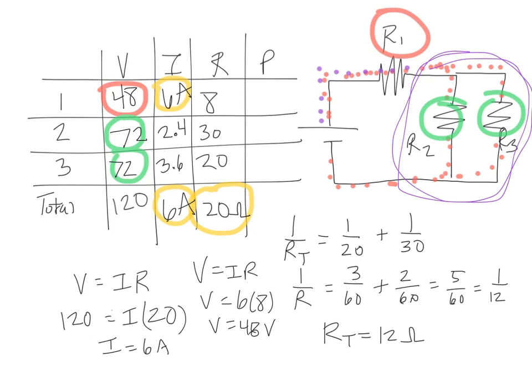So the loop rule and the junction rule are being shown, because the loop rule shows that all 120 volts are being used, and then the junction rule shows that the 6 amps splits and comes back together without losing any.